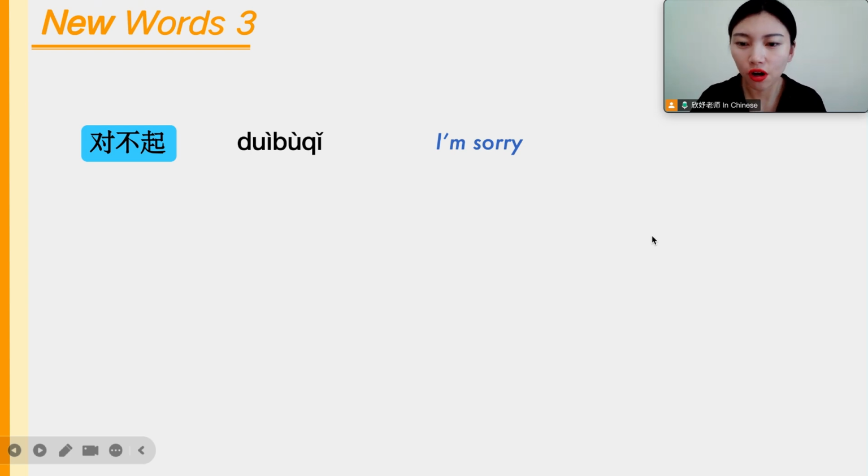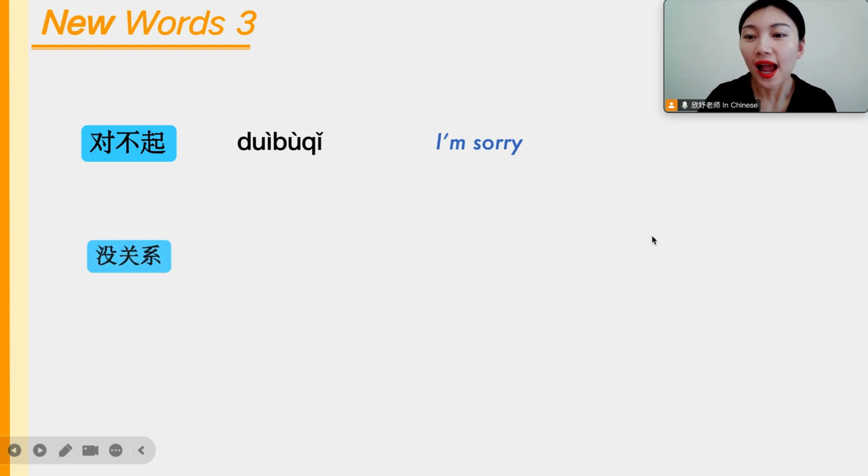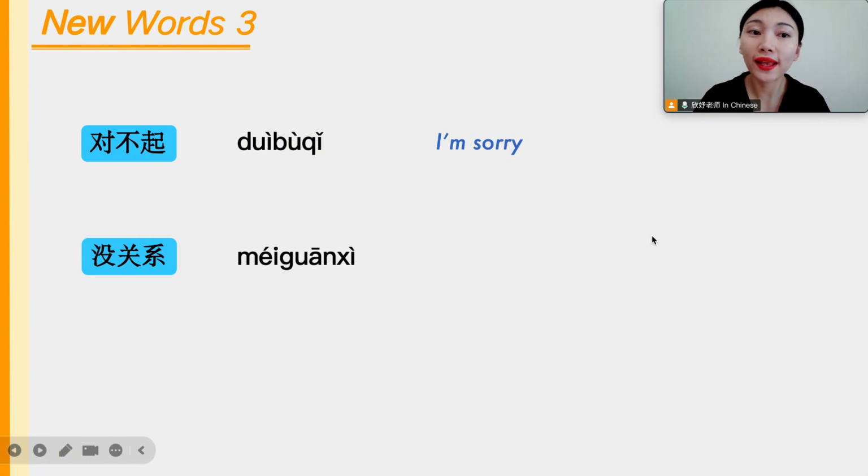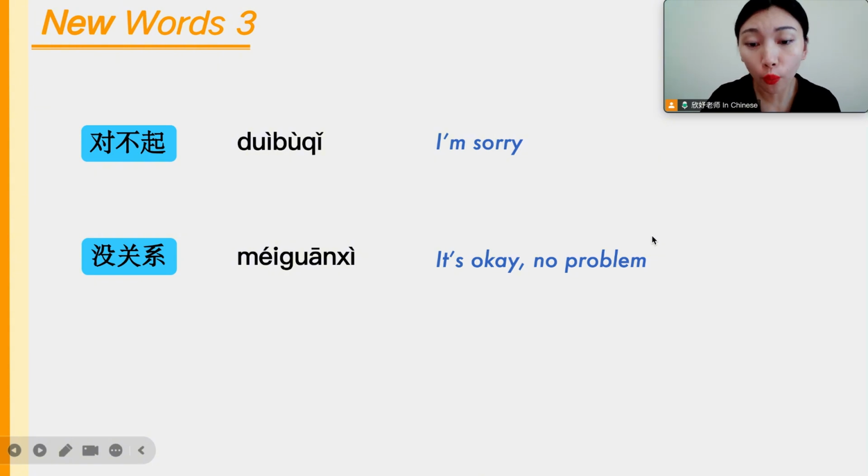In Chinese culture, apologizing quickly and being humble is very important. For example, if you are late or accidentally offended someone, it's polite to say 对不起 right away. And the second phrase we are going to learn is 没关系, which means it's okay or no problem. So we say it to let someone know it's all right and there's nothing to worry about.